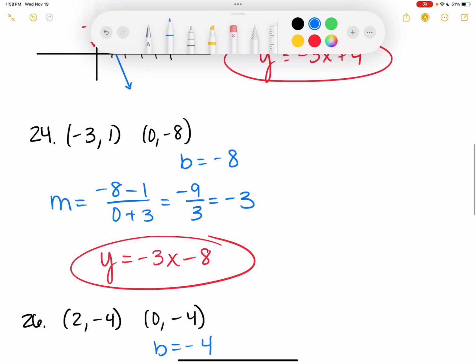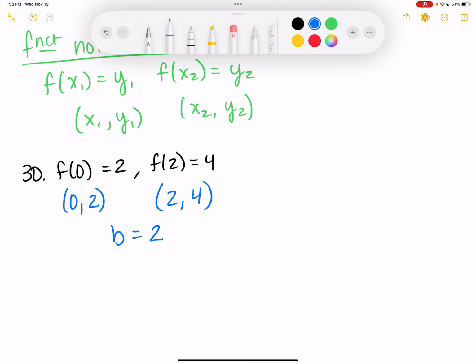So is it 0? Wait, which 2? This one. Oh, okay. So if it's 0 and a number, it's 0 comma something. Whatever that something is, that's your intercept. All right, now find the slope. 4 minus 2 over 2 minus 0. That's 2 over 2, that equals 1. So the equation of my line is y equals 1x plus 2.